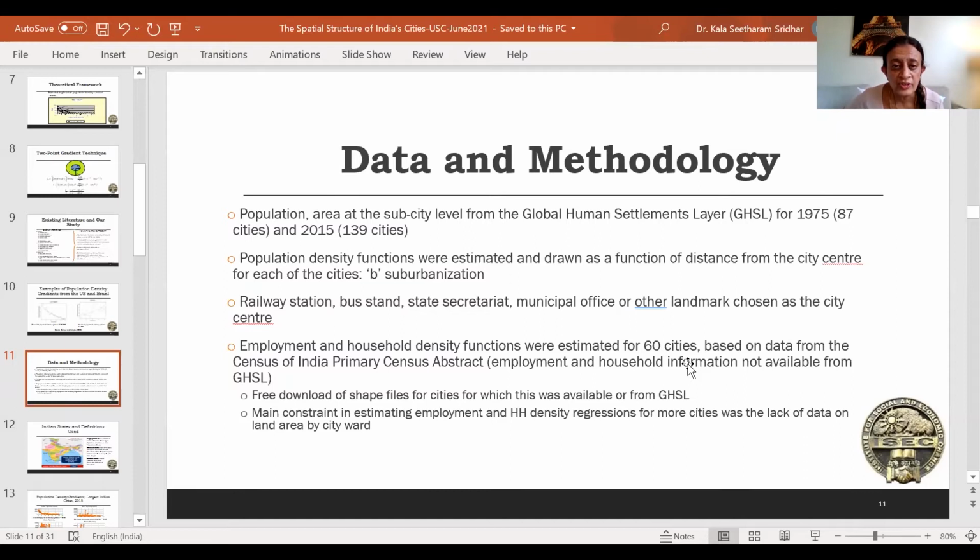And what did we use as a city center in each case? We used either the city's railway station, most likely, or the city bus stand, or the state secretariat, or the municipal office, or some other landmark where these were not suitable. Employment and household density gradients were estimated only for 60 cities, based on data from the Census of India. For those of you who know, the GHSL does not give any data on employment or households. The main constraint for estimating employment density regressions was the lack of data on land area at the sub-city level.